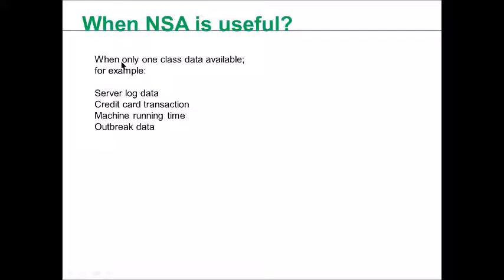Because sometimes our data consists of just one class, for example, one class that only has a normal representation of the problem. So we can use the negative selection algorithm to randomly create the non-safe cells that contradict the normal cell. It has been applied in log data, credit card transactions, machine learning, and outbreak data, when only normal data is available.